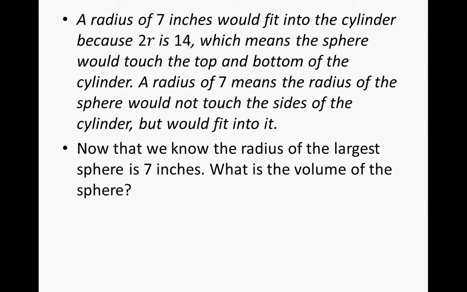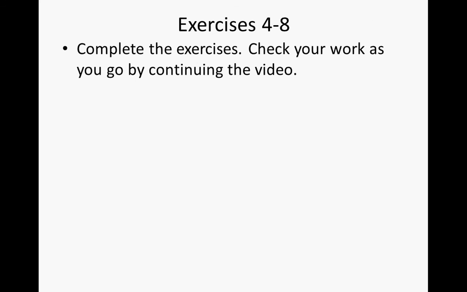Now that we have the radius of the largest sphere is 7 inches, what is the volume of the sphere? Well, substituting 7 in for the radius, 7 to the 3rd power is 343. Times 4/3 is 1,372/3 times pi, which is 457 1/3 pi. So the volume of the sphere is 457 1/3 pi cubic centimeters. All right, go ahead and try exercises 4 through 8. Complete those exercises, checking your work as you go by continuing the video.